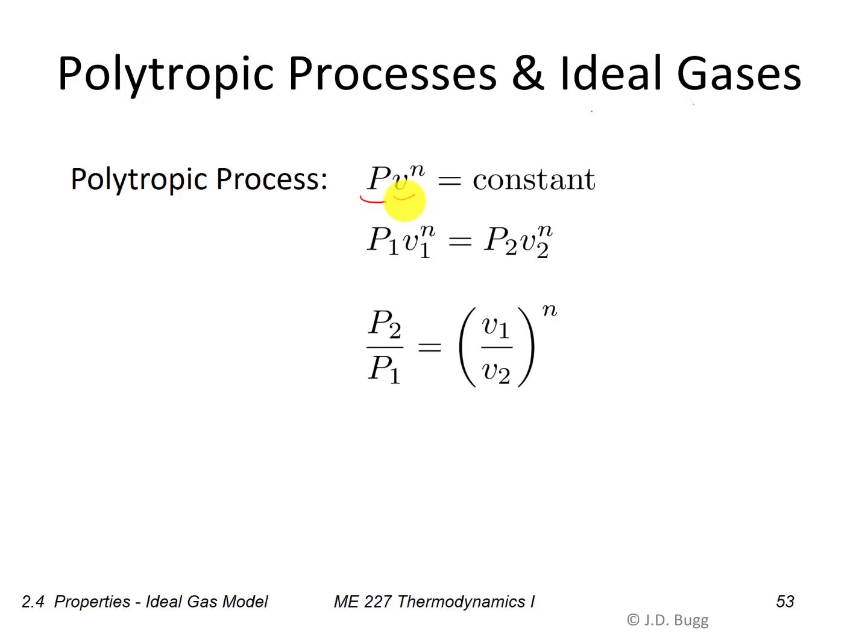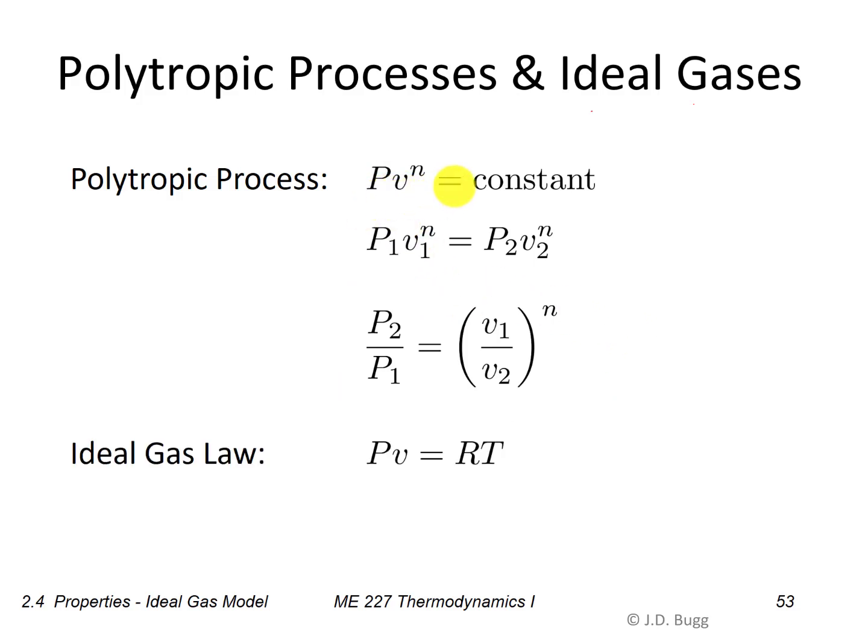So far, this is just a polytropic process. If we have a substance undergoing a polytropic process, it follows this relationship between P and V no matter what. It doesn't matter what the characteristics of the substance are. This is the path that it's following on a PV diagram. So that's a quick review of polytropic processes.